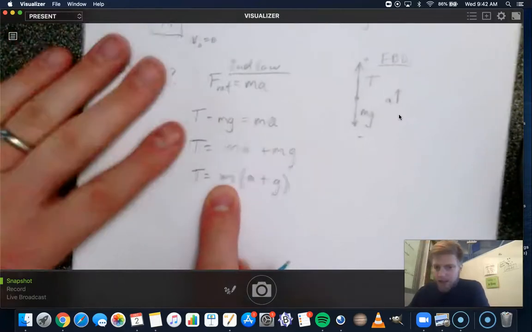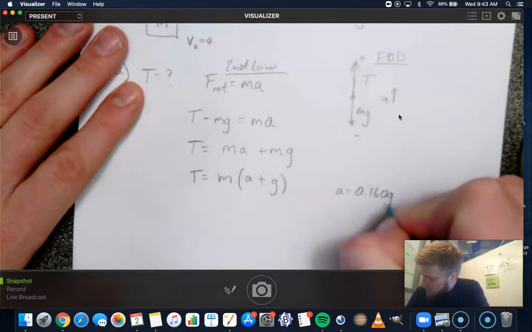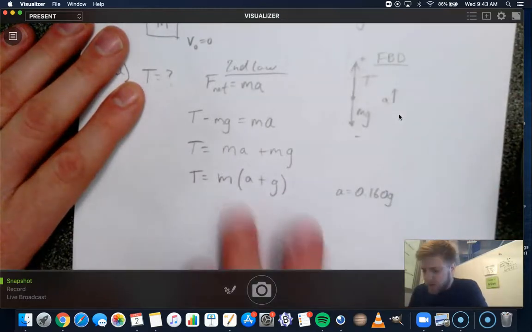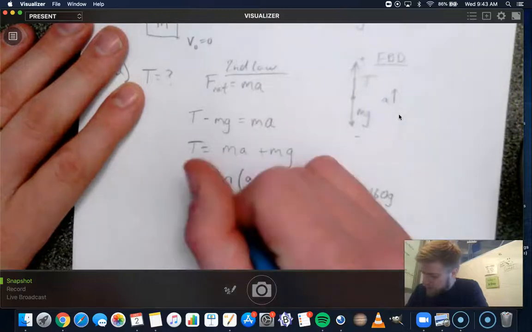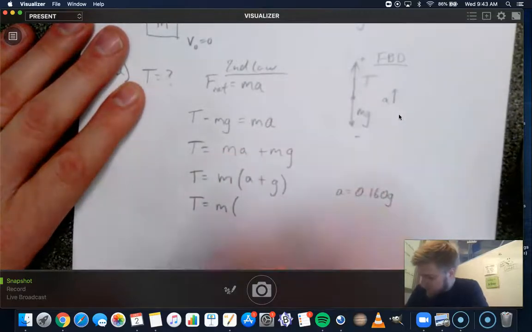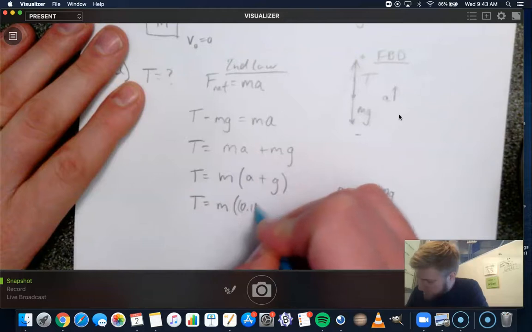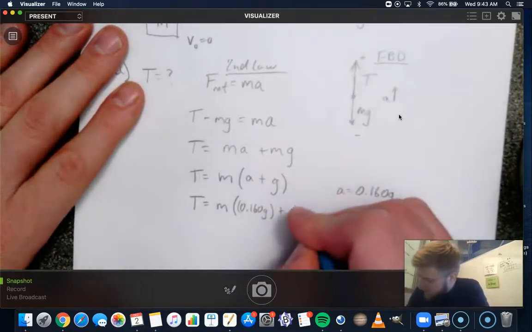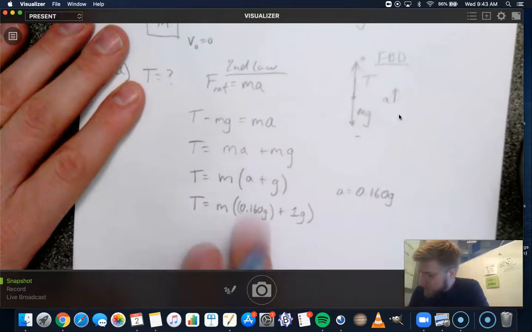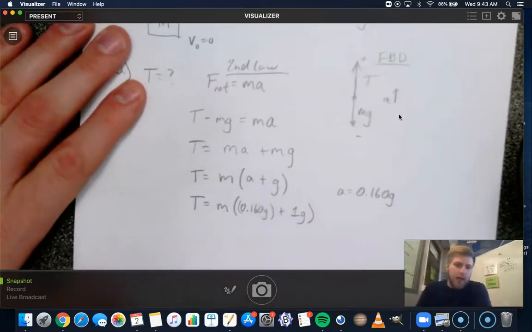And then on my next line, remember that a is 0.160 times the acceleration due to gravity, which is going to work out kind of cool here. You're going to see that in just a moment. So the tension is the mass times the acceleration, which is this number here. So I'm plugging that in, plus, and so that it's clear, I'm going to call this 1g. It's just g. The 1 is hiding. I've just written it down so it's more clear.